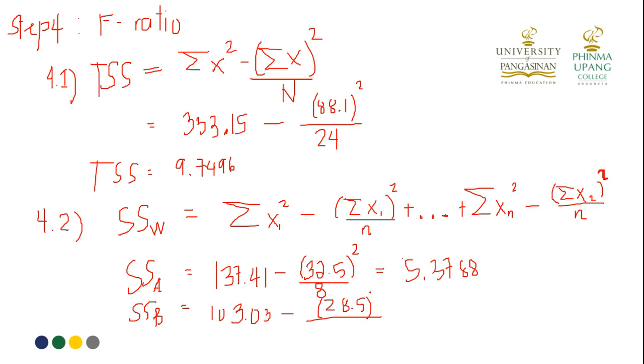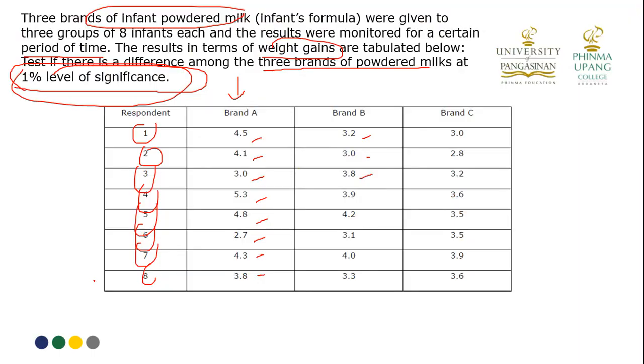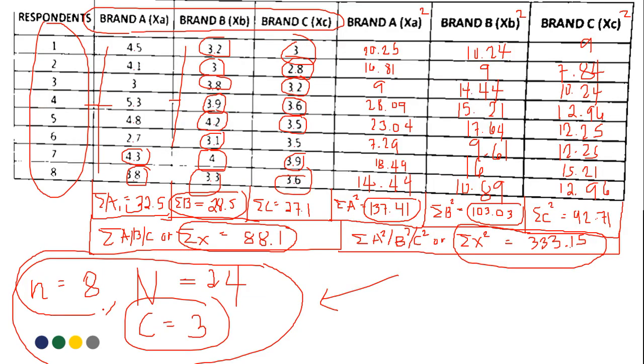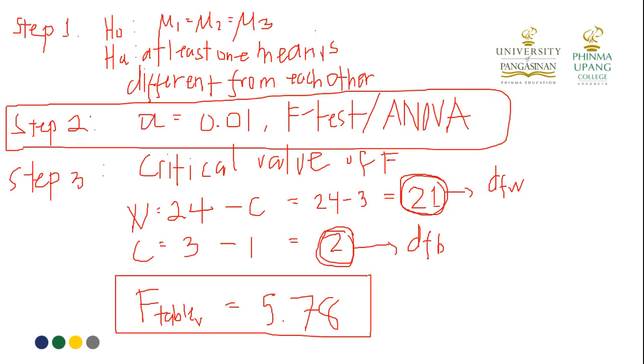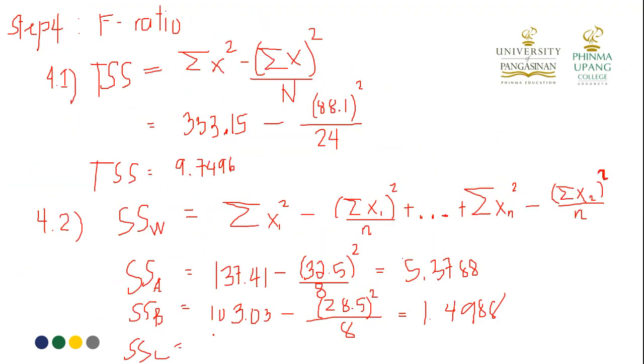28.5 squared. Tapos 8. Sir, saan po galing yung n? Di ba sinabi ko na sa inyo kanina yung n is equal to 8. Next, 4 decimal places ulit, ilan? 1.4988. Thank you. Next, last one. SSC. Oh, ilan yung SSC? 92.71.